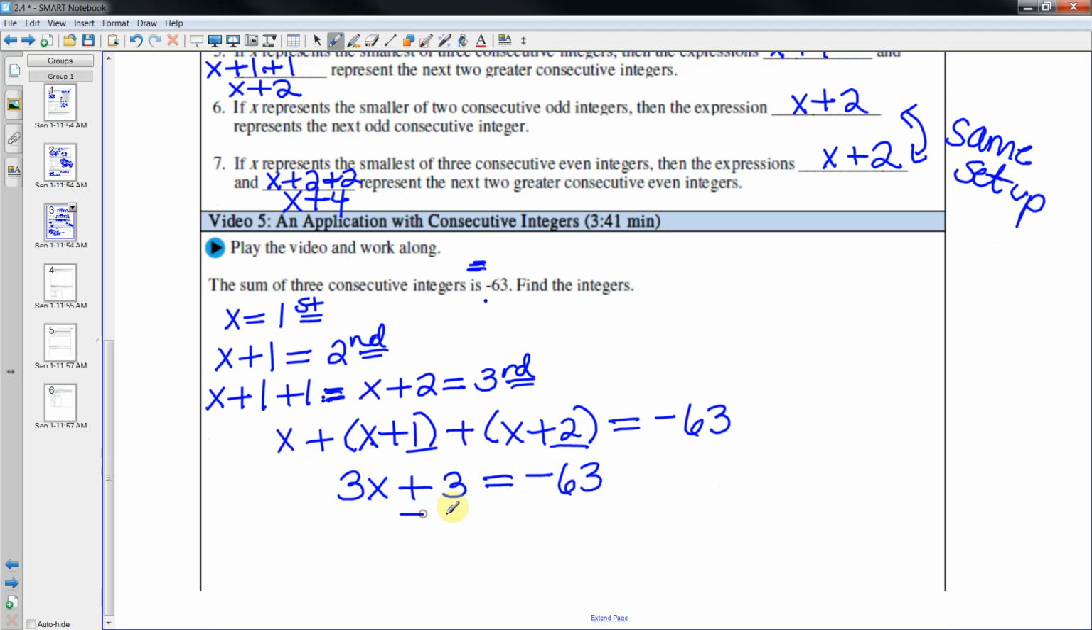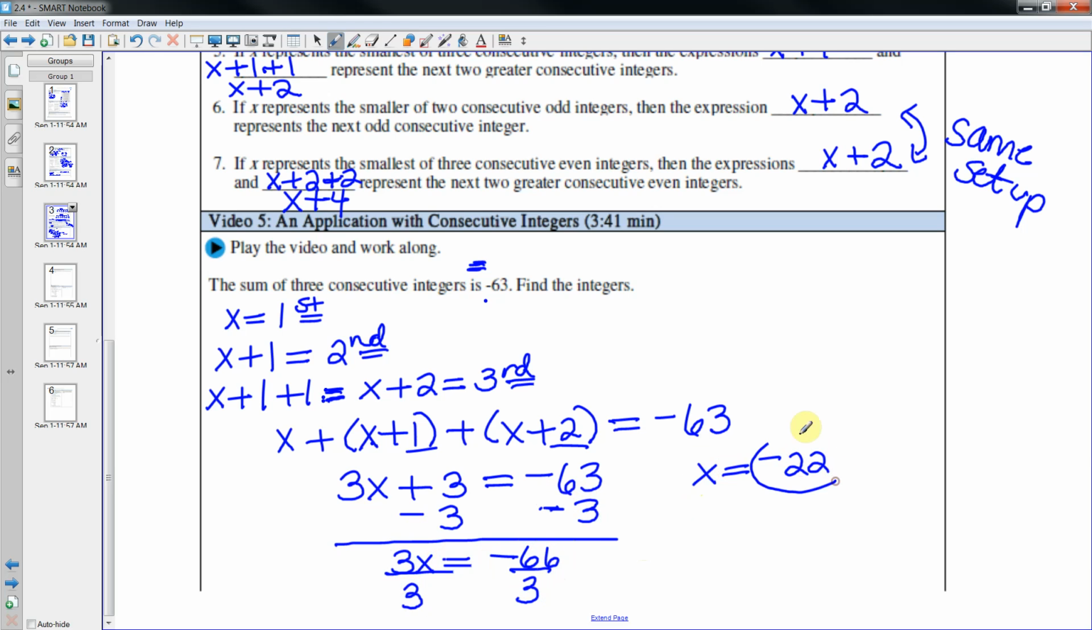And then let's just solve it like we've been solving equations. Subtract 3 from both sides. So 3x equals -66. Divide by 3. So the first integer, -66 divided by 3, is -22. There's the first one. I want to find all 3 integers though. So there's the first one.